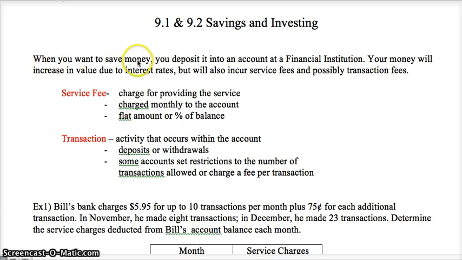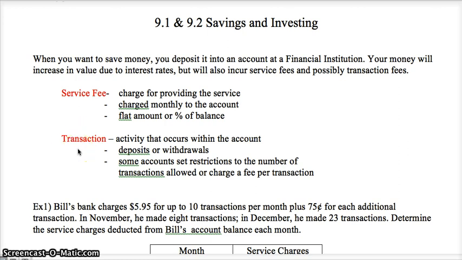So when you want to save your money, you deposit it into an account in that financial institution. Your money will increase in value due to the interest rates, but you also incur service fees and possibly some transaction fees depending on the type of account you put it in. So you need to make sure that you understand what a service fee entails. A service fee is a charge for providing the service. It's charged monthly to the account, and it's sometimes a flat amount and sometimes it's the percent of the balance.